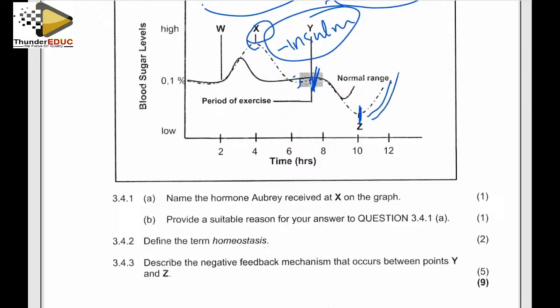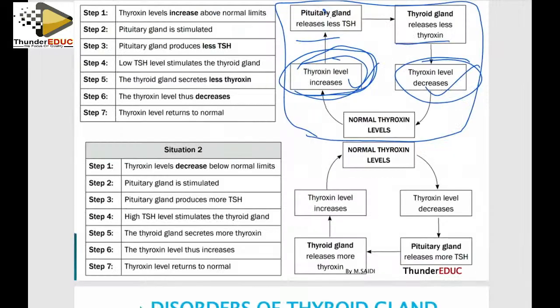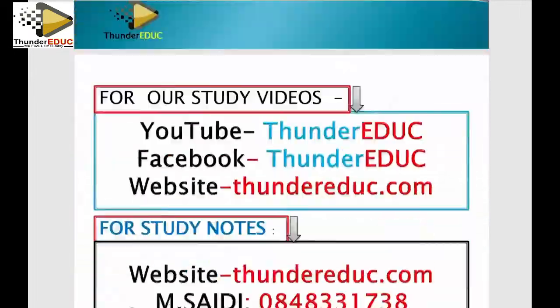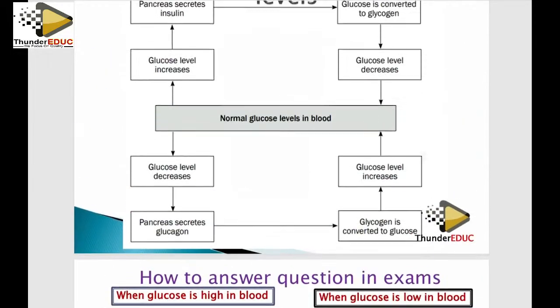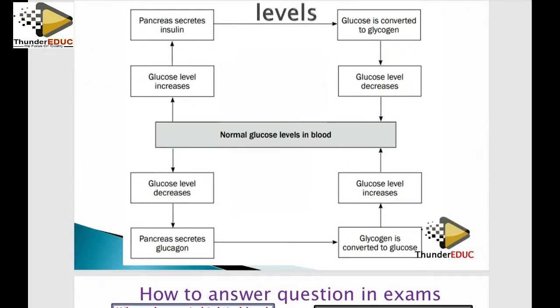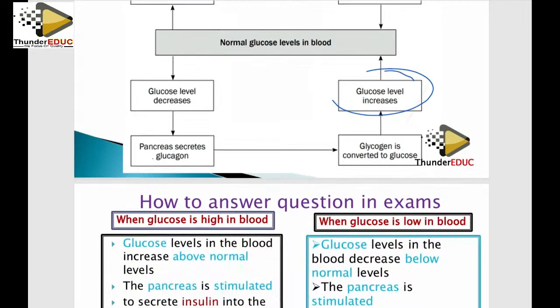We want to see that the level increases, meaning that at point Y, the level of glucose decreases. So I have to explain the negative feedback mechanism of glucose so that I bring it back to normal. Meaning that you explain when the glucose level is low, what happens? You can explain using this: glucose level decreases, the pancreas secretes glucagon, then glucagon stimulates the conversion of glycogen to glucose, and then the level of glucose increases and goes back to normal. That's it.